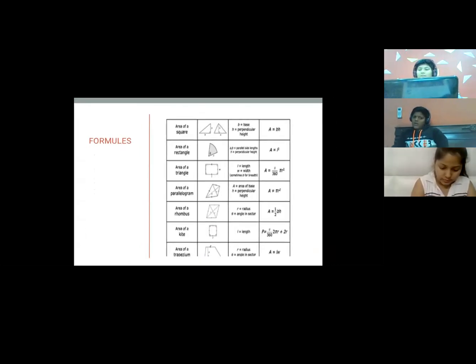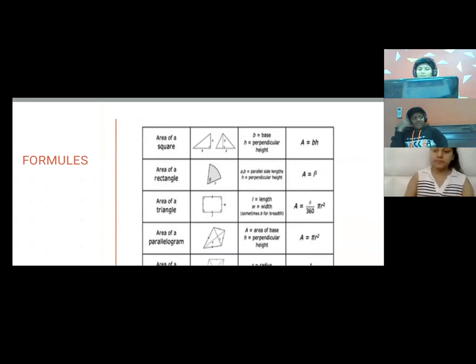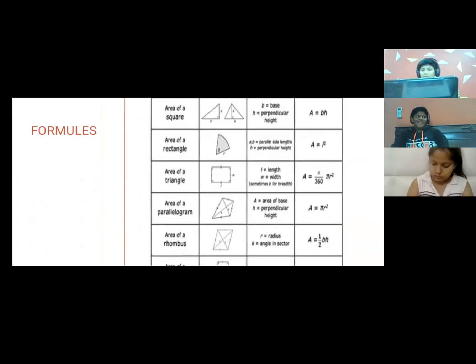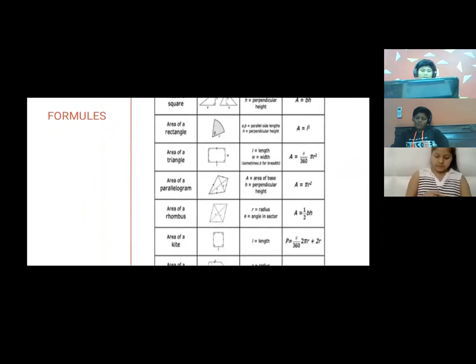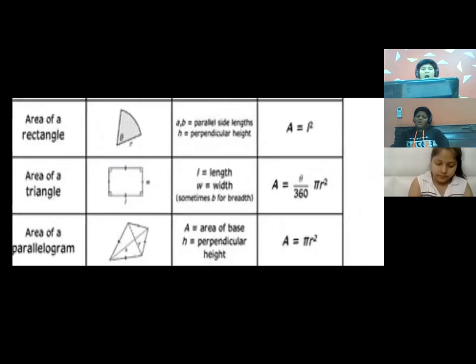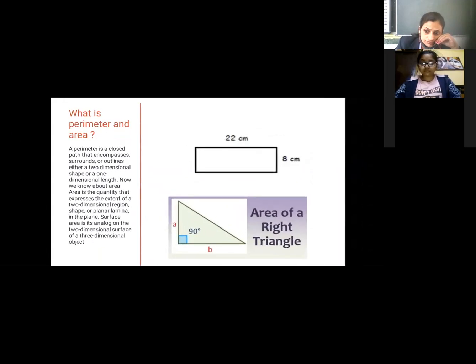There are some formulas of perimeter and area. Area of a parallelogram: b equals base, h equals perpendicular height, so area equals b into h. And there are more formulas that we have to know, like area of a rectangle: a and b equal to parallel side lengths, or h equals to perpendicular height. There are more formulas that we have to know. Examples to learn and understand fast.